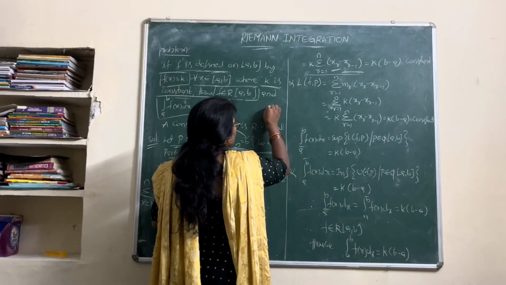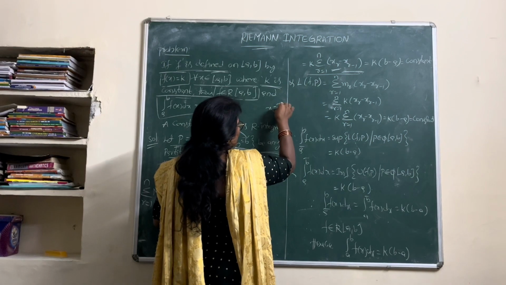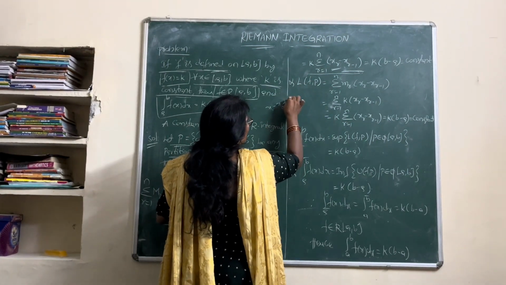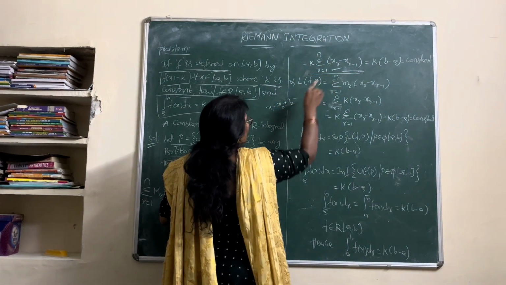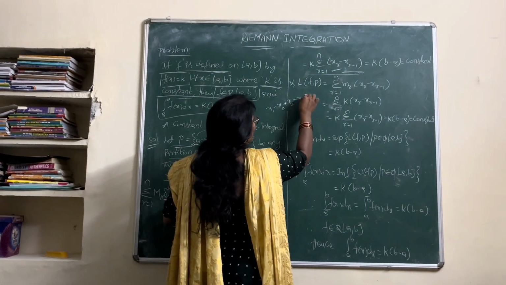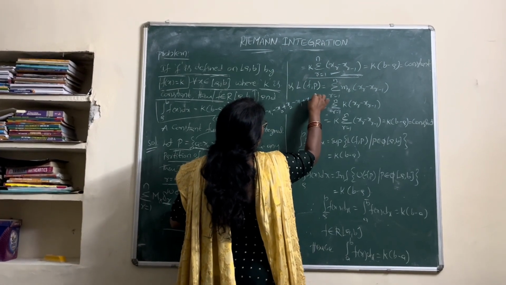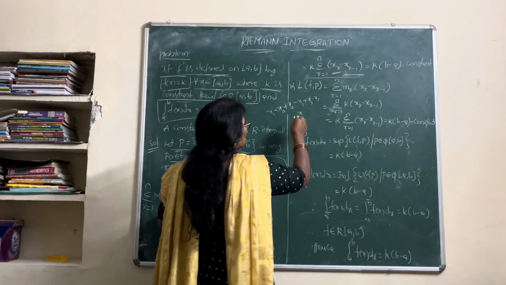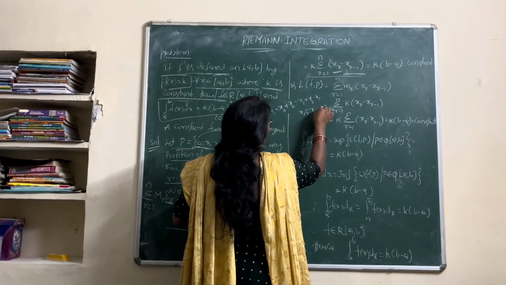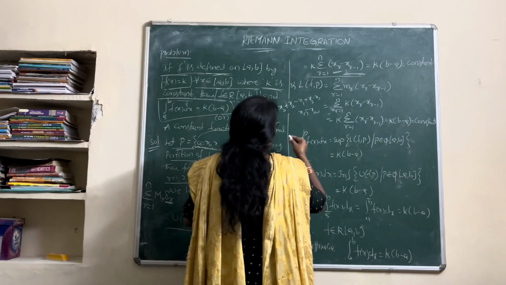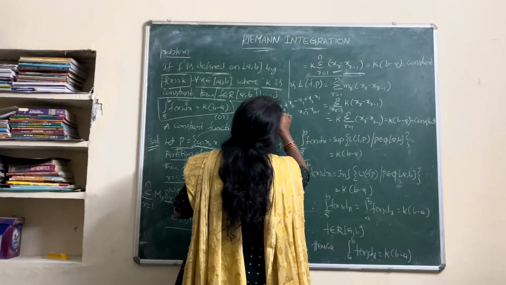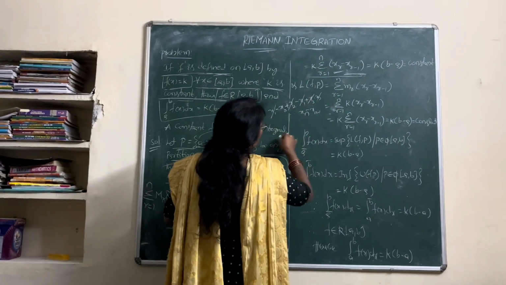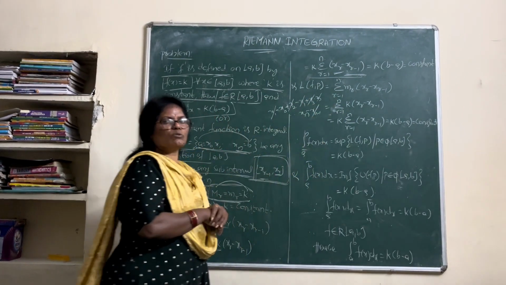For r equal to 1, we get x1 minus x0, and for r equal to 2 you should substitute, plus x2 minus x1, and so on, up to xn minus xn minus 1. Here all the terms, x1 minus x1, plus x2 minus x2, plus x3 minus x3, and so on, should get cancelled.